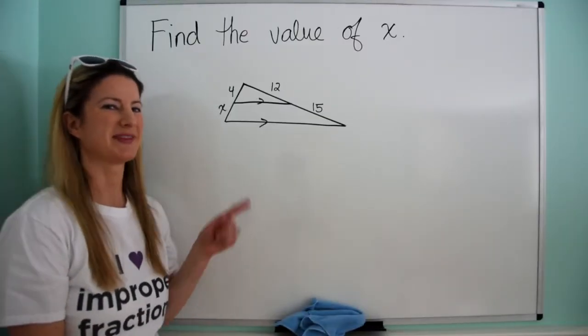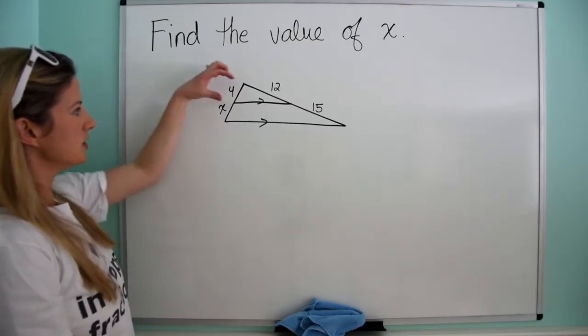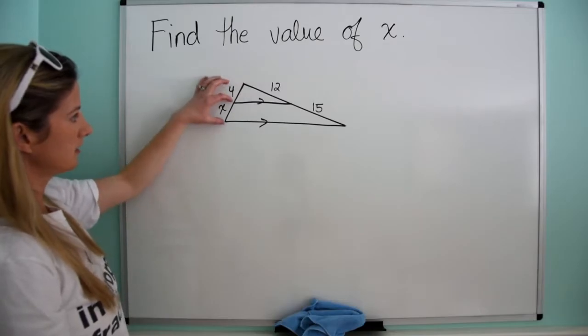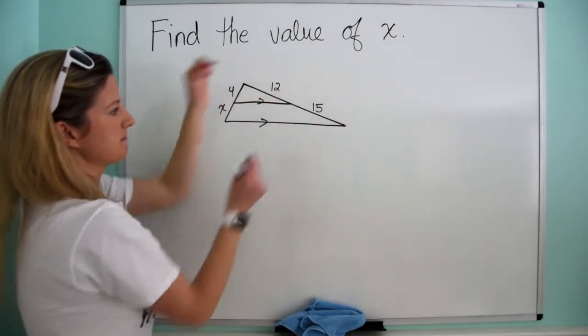Let's try this problem. Find the value of x. Okay, so x is right here. We know that this segment right here is 4. This is x, the one we're trying to solve for. This is 12, and this is 15.